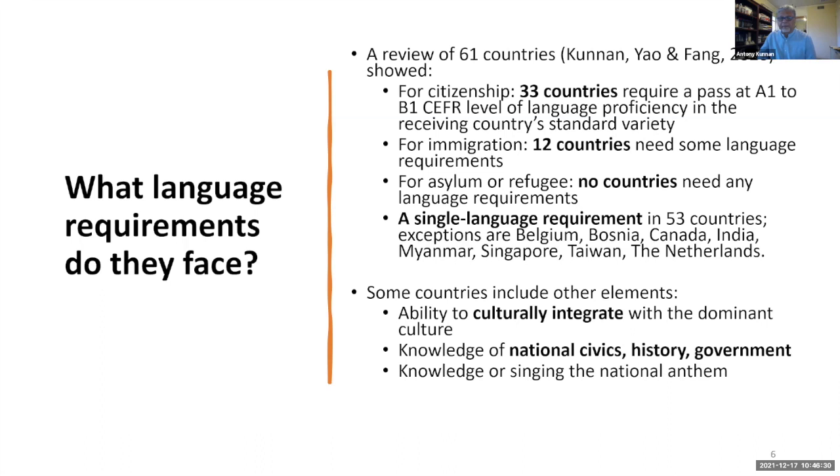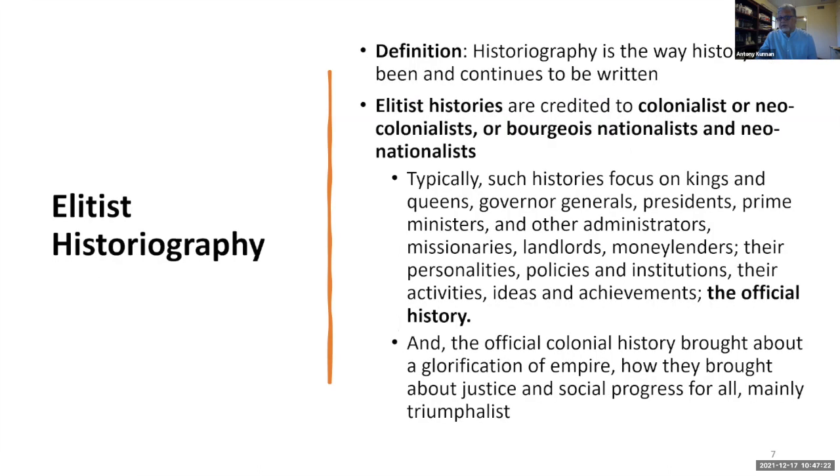Their policy is monolingual. Some countries may also include elements such as ability to culturally integrate with the dominant culture. So you may have to go through some cultural training or acculturation classes. Also have to know something about the national civics, history, and government of the country. And in one case, you'll have to be able to sing the national anthem, and that's the country of South Korea. Now, you can see how complex all of this is when immigration officers worldwide are not typically trained in any form of language assessment or even language pedagogy or knowledge of history or civics or the national anthem or singing of the national anthem. But they're on the books, and this is what immigrants have to be able to do in order to get citizenship.